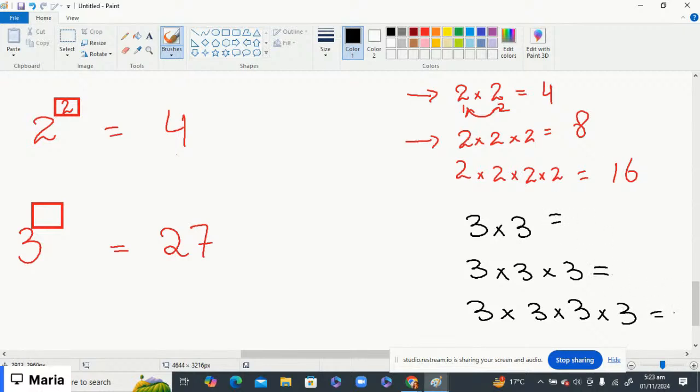Okay, let's check the answer one by one. So 3 times 3 is 9, 3 times 3 is 9, 9 times 3 is 27. Now here we get the answer 27. So it means that 3 is multiplying how many times? 1, 2, and 3. So you just put it out here 3. Okay. So this is the way that we get the answers. Let's do one more example.